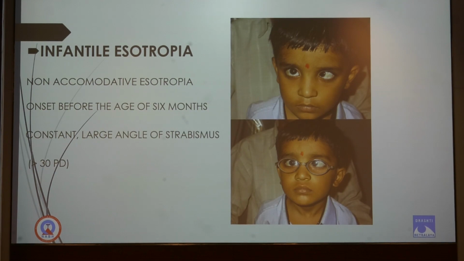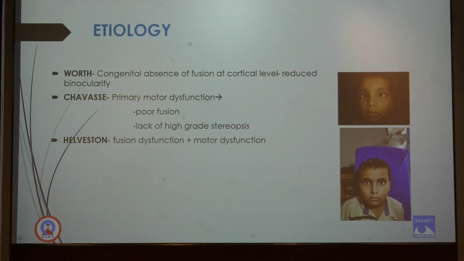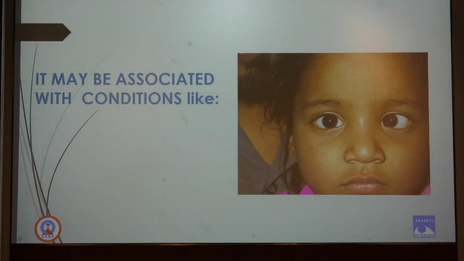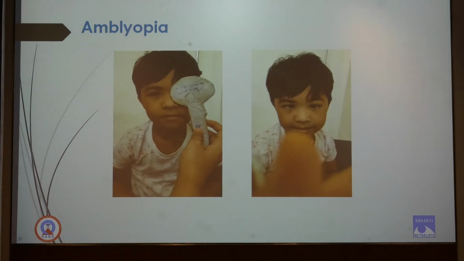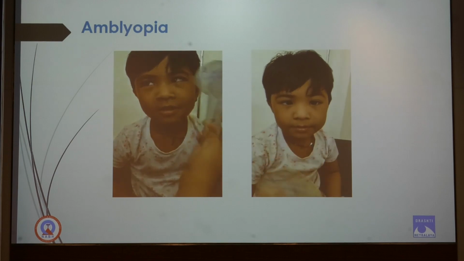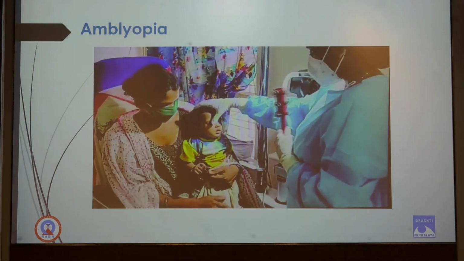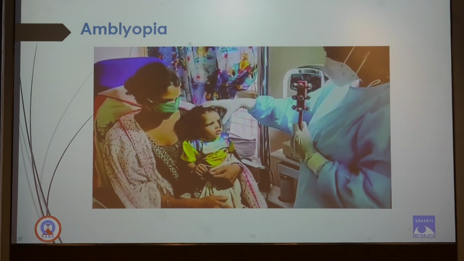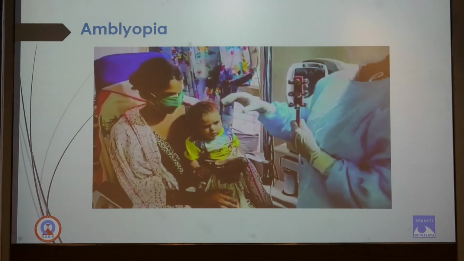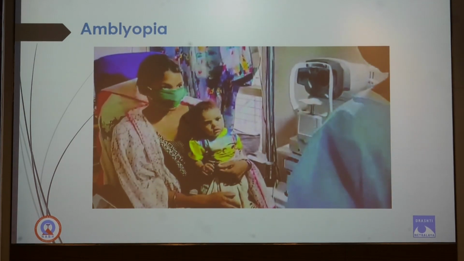Usually it is non-accommodative, large esotropia. There are many theories. Worth, Chavasse and Havelock all give different etiologies for esotropia. Infantile esotropia may be associated with conditions like amblyopia that you need to take care of. If it is a small baby, you can see that she allows occlusion of the right eye, but not the left eye. So as early as possible, you need to check for amblyopia.